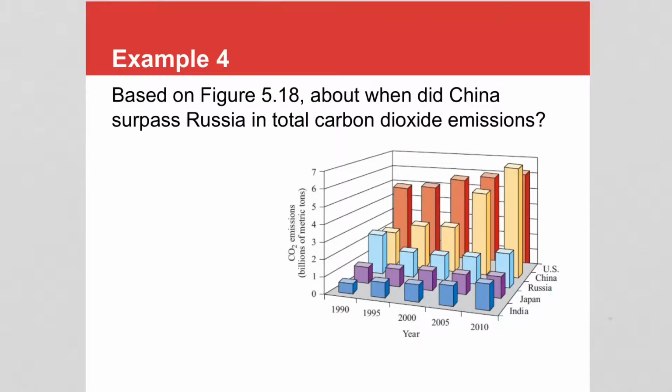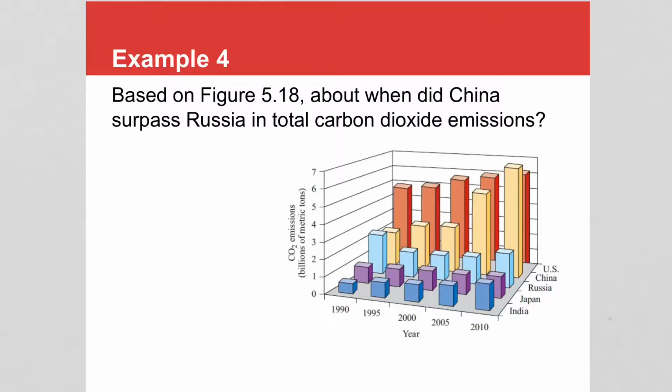So example 4 says, based on this figure, about when did China surpass Russia in total carbon dioxide emissions? So if we look at this, we want to line things up. And if we're looking at the carbon dioxide emissions of India in 2010, you have to go parallel to here. So we'd have to go, let's see, can I get this close? Looks like about 2 billion metric tons of carbon dioxide emissions was in India in 2010, okay?